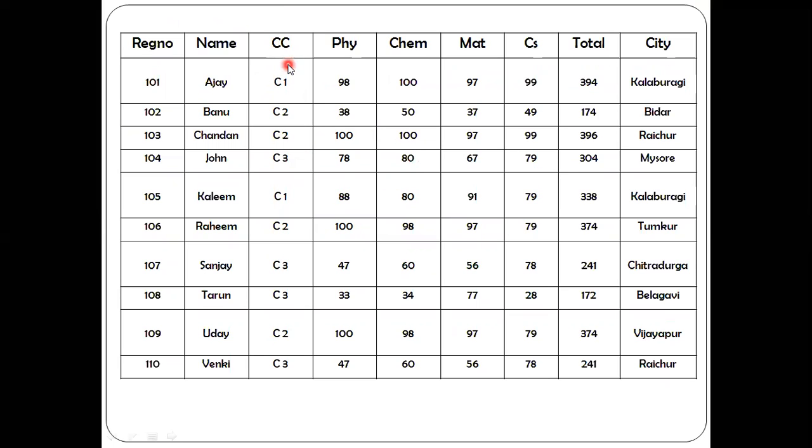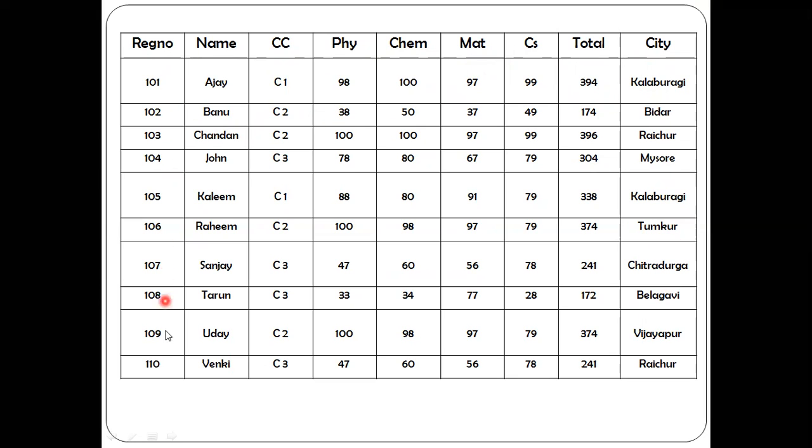table. How are the grouping functions going to be executed with this table? Have a look at this table. The table consists of columns: the first column has the register number, the second column has a name, and the third column has a CC. CC stands for college code. These are the marks of physics, chemistry, mathematics, and computer science. The total of all four subject marks is here, and the city. The students belong to different cities.